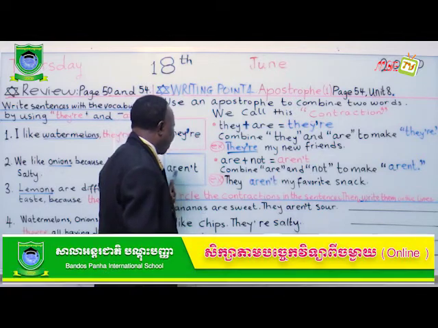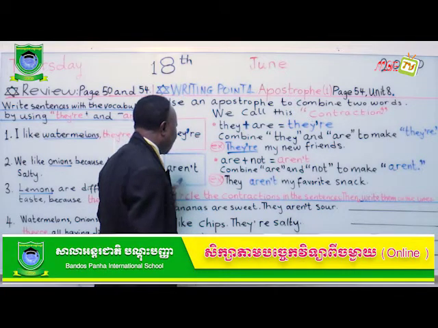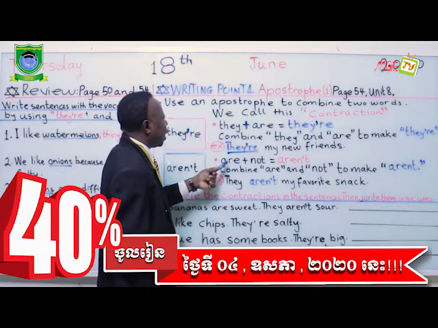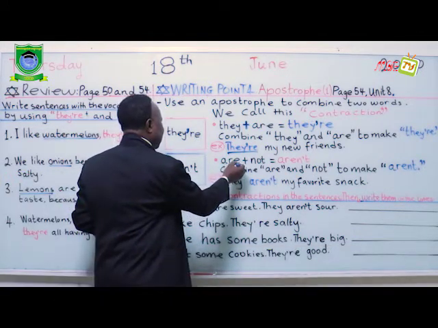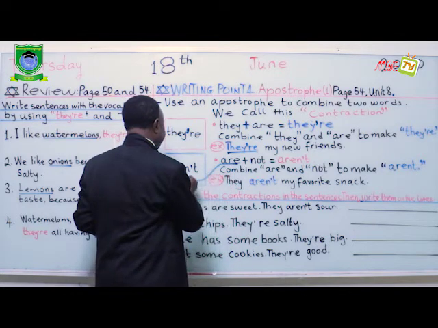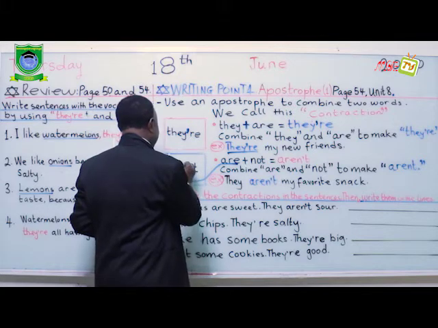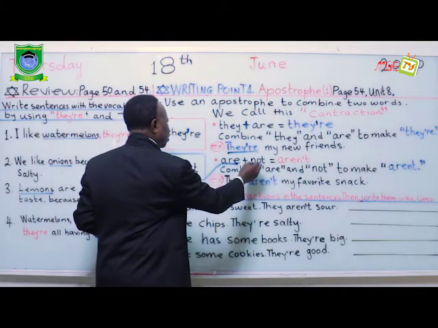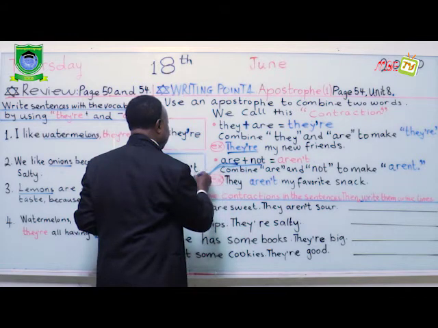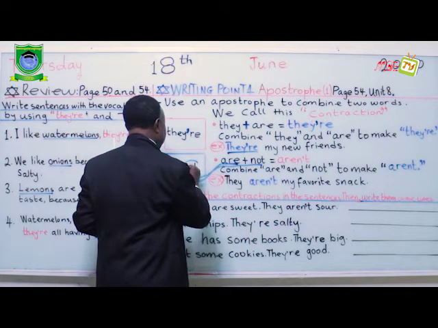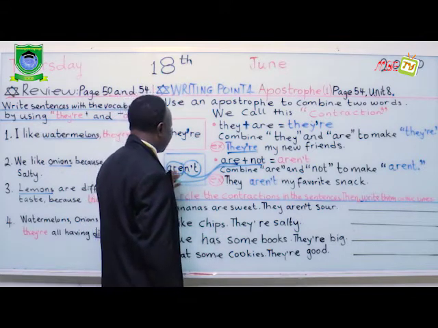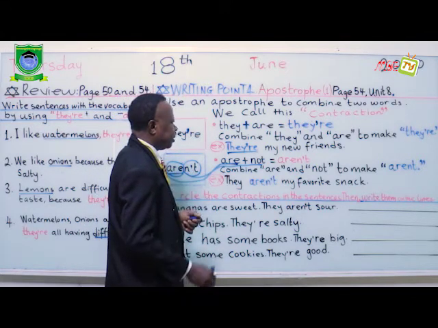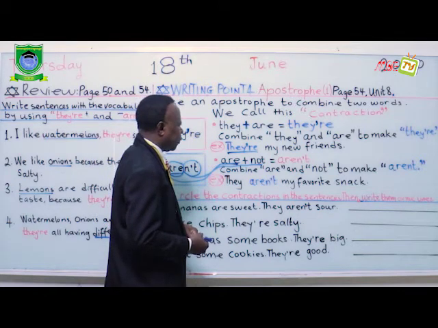Now we move on to aren't. Aren't is equals to are not. Are not. So this are is here. Okay? And then the not also comes here. The not is here in a short form. So the two different words have been contracted by the apostrophe.